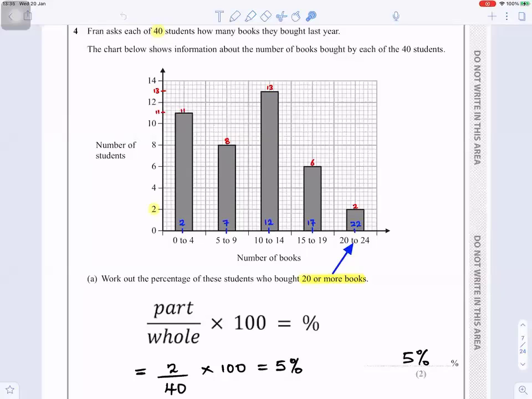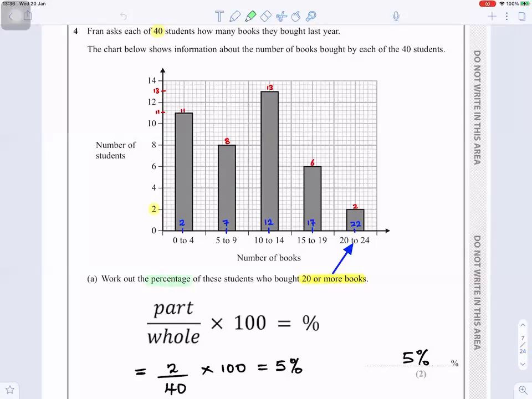Question number 4. Fan asked each of 40 students how many books they bought last year. The chart below shows information about the number of books bought by each of the 40 students, with number of students on the y-axis and number of books on the x-axis. Work out the percentage of these students who bought 20 or more books.